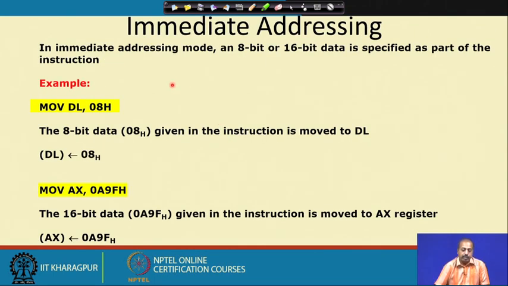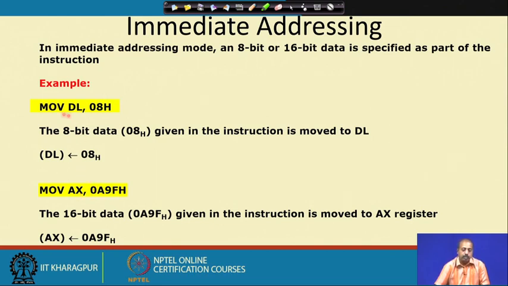Then we have the immediate addressing mode. In immediate addressing mode, the second operand is an immediate value. The first operand may be a register, whereas the second operand has to be an immediate value. This immediate value can be 8 bit or 16 bit, that depends. There should be a match: if you are specifying an 8 bit register here, then this value should also be an 8 bit value. If you are mentioning a 16 bit register here, then this value will be taken as a 16 bit value.